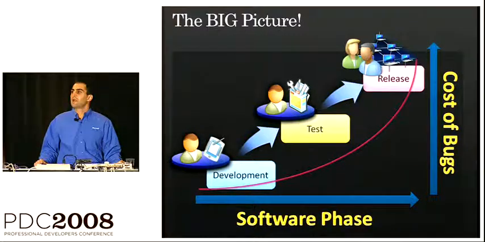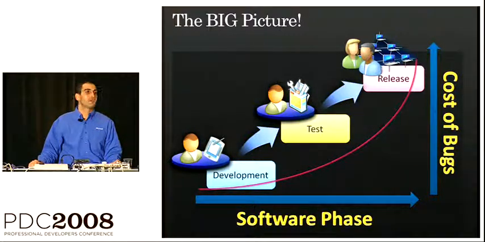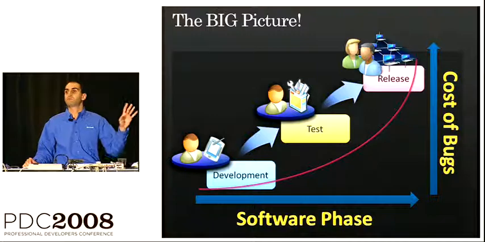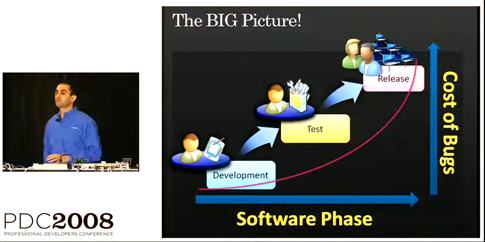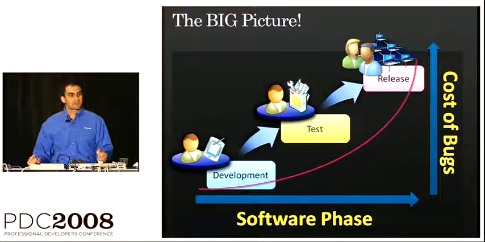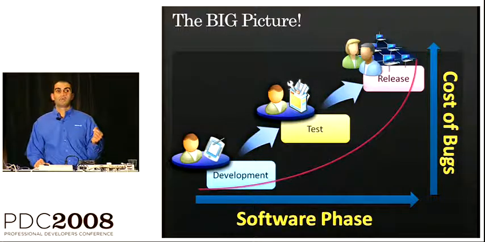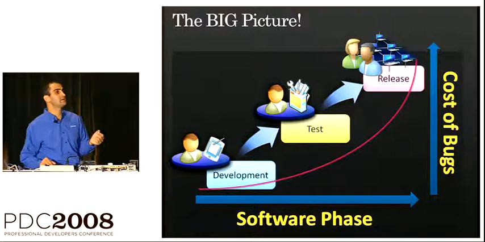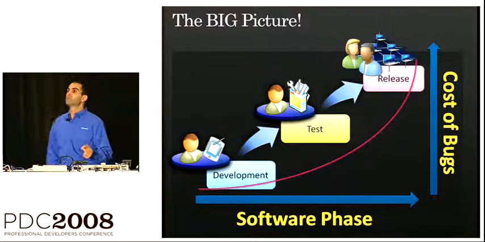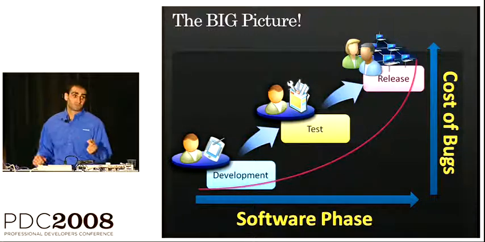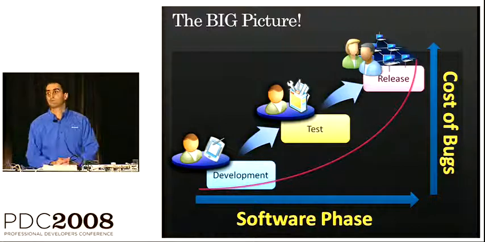I imagine most of you, if not all, have seen a picture that's somewhat similar to this, that describes what happens the longer a bug stays in the system. The premise here is that the longer a bug stays in the system, the more costly it is to fix it down the road. Now let's talk about why that is.